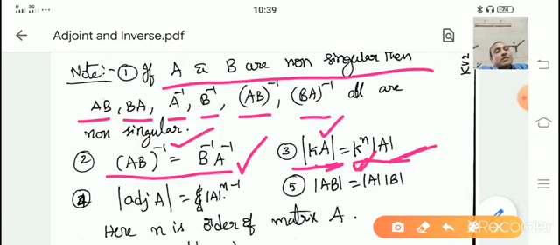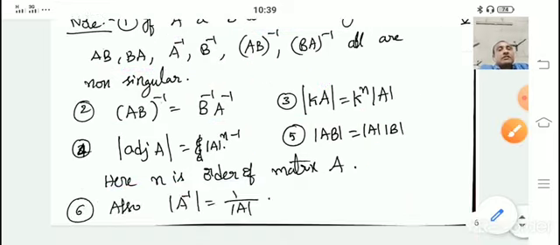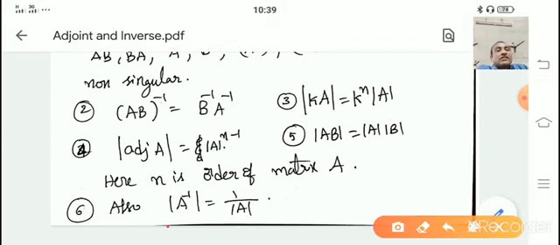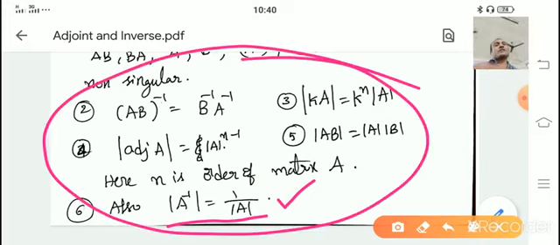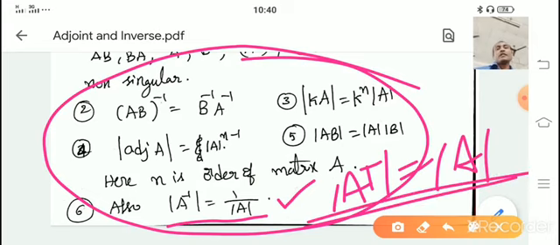The properties you remember. Determinant of adjoint A is determinant of A power n minus 1, where n is the order of the matrix. Determinant of AB is equal to determinant of A into determinant of B, and determinant of A inverse is 1 by determinant of A. Also, determinant of A transpose is the same as determinant of A. These are special properties; every year they ask 1 or 2 questions based on them, very important.